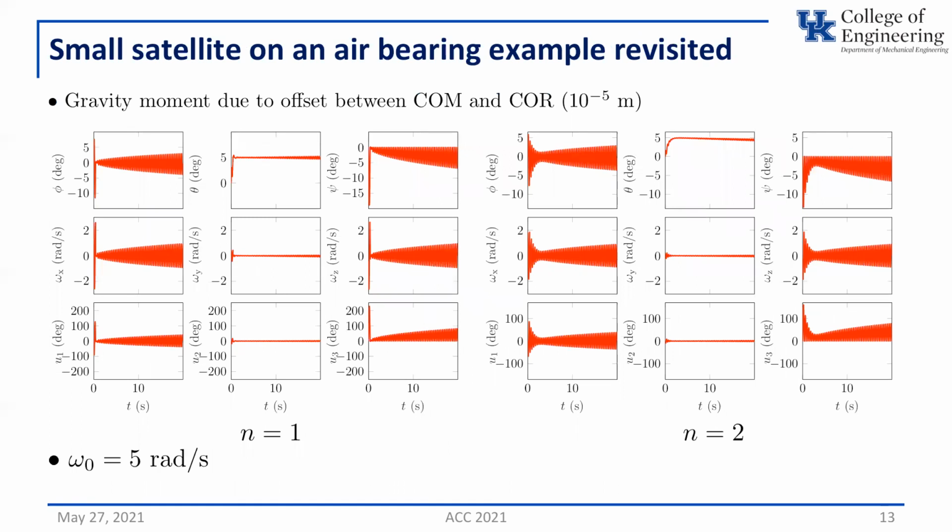Next, we revisit the set point tracking example for a small satellite on an air bearing. The offset between the center of mass and center of rotation results in a non-zero moment due to gravity. We use the admissible control design with the modified algorithm for set point tracking of 5-degree pitch. We use the same control frequency omega naught as the previous example. We see that the new algorithm yields superior set point tracking performance at 2 different values of n, particularly n equal to 1 and n equal to 2.